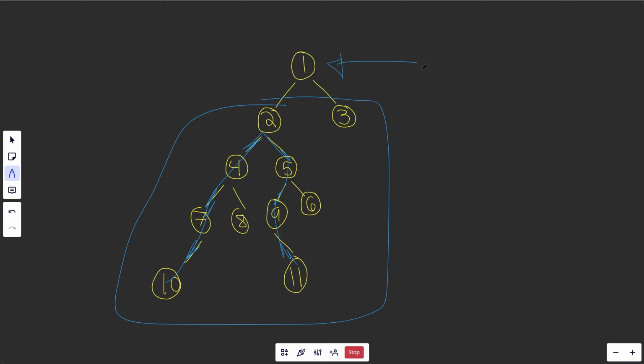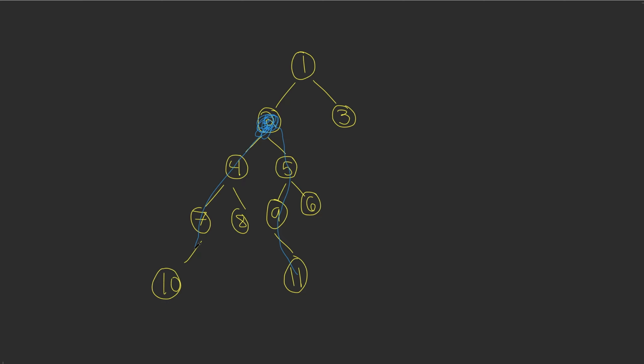So as the question says, the diameter of the whole tree is the longest path throughout the tree between any two nodes. And it happens to not use the root. It actually uses this node as the root. So it's basically curving over at that point.